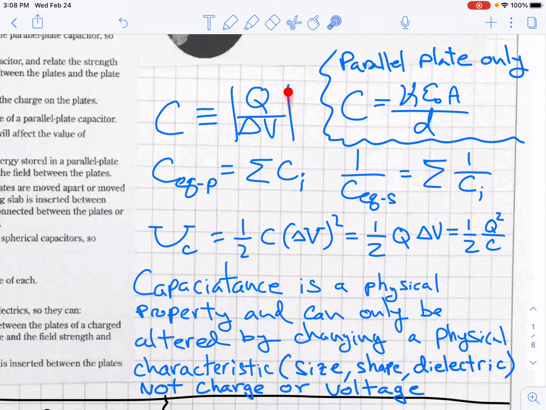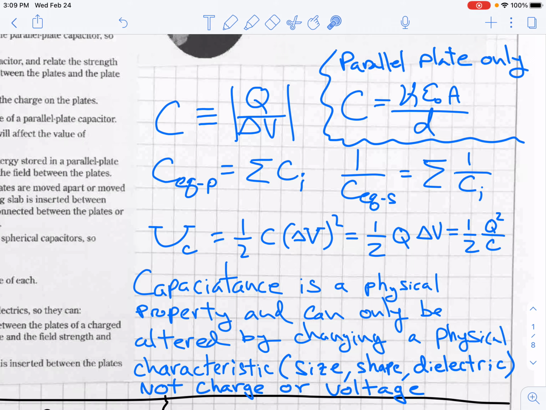So, definition of capacitance. C defined to be Q over delta V. Absolute value, capacitance always positive. For a parallel plate capacitor, the capacitance is K epsilon naught A over D. We will derive that, and we'll talk about what K means. That's a dielectric. It's related to a dielectric that you could insert between the capacitor plates, which changes the capacitance.